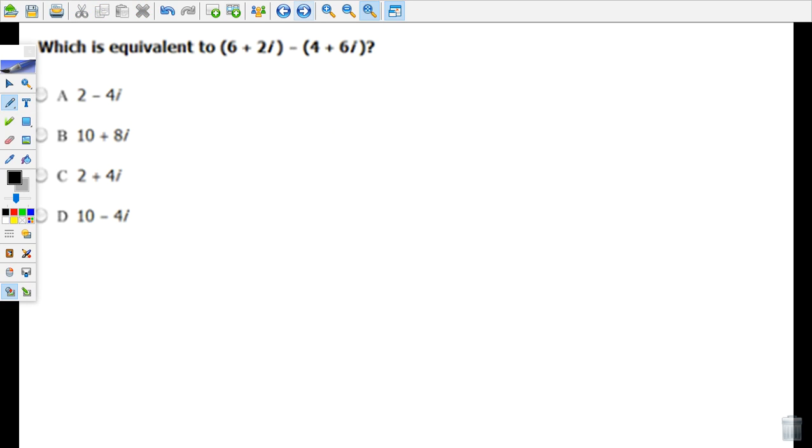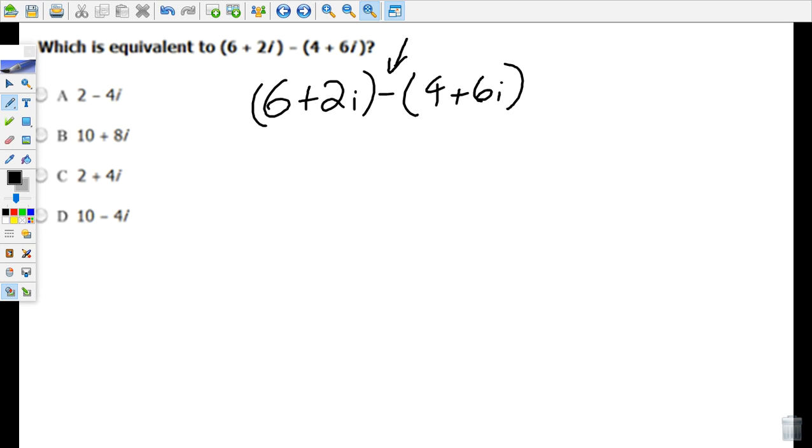Alright, which is equivalent to, so again, let me just rewrite this problem so that we can see it better. 6 plus 2i minus 4 plus 6i. Alright. So what are we doing with them? Well, the math is telling us, it doesn't say it in the problem, but it says it right here. We are subtracting.